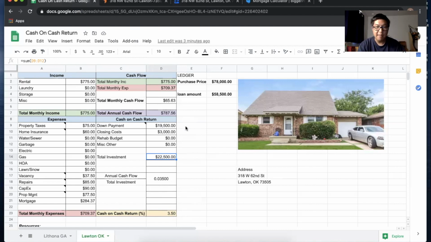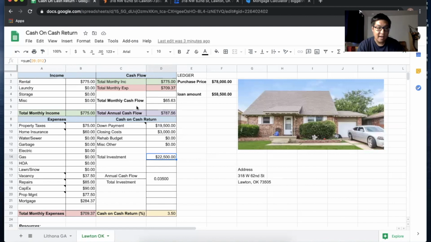Personally, for me, I'm looking for a cash on cash return above 7% so that I can beat the S&P 500, right? And a monthly cash flow probably around upper 100s, lower 200s, mid 200s. That would be the area that I'm personally looking for when I'm looking into a property.